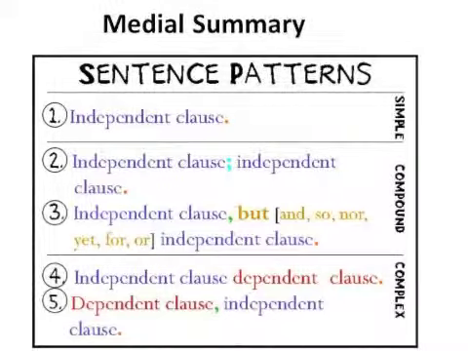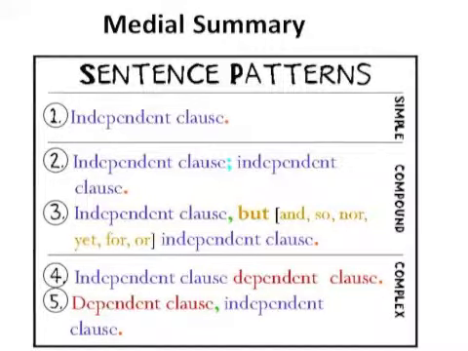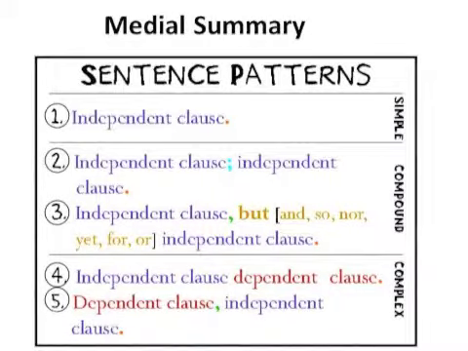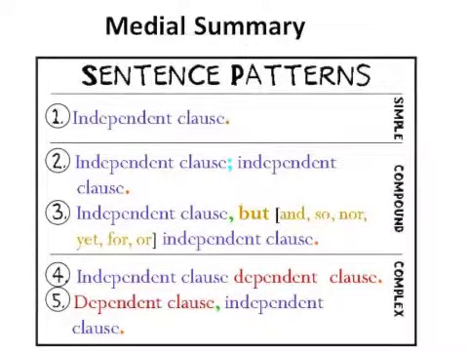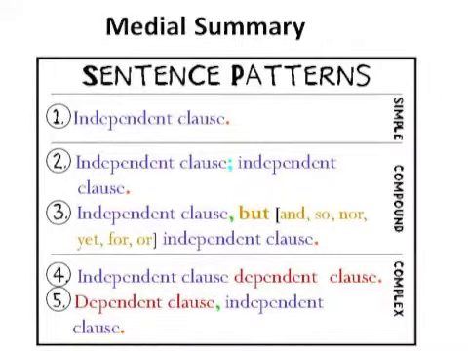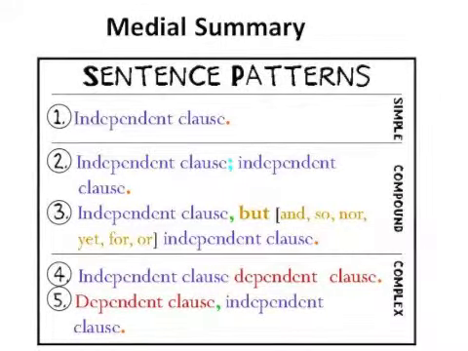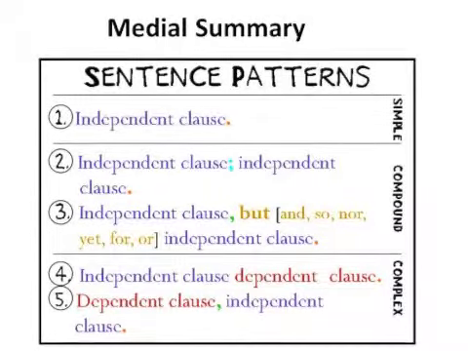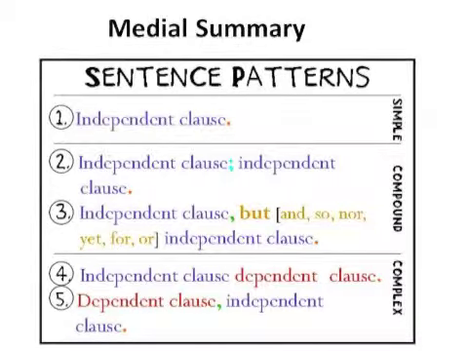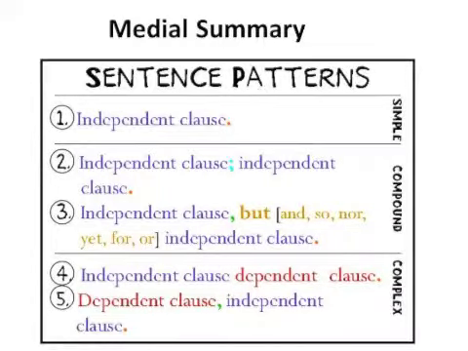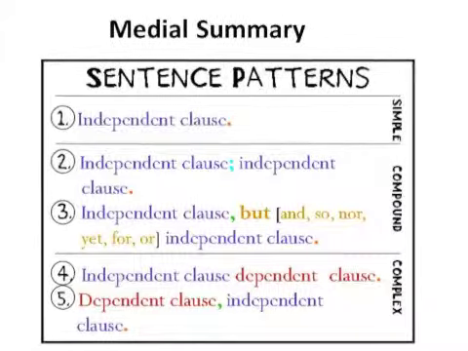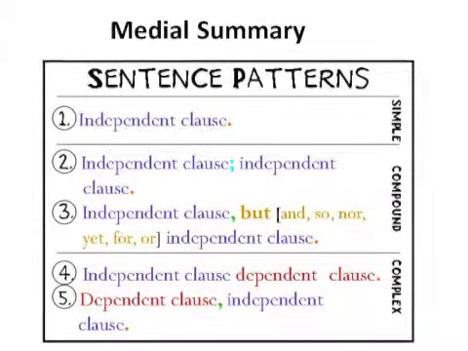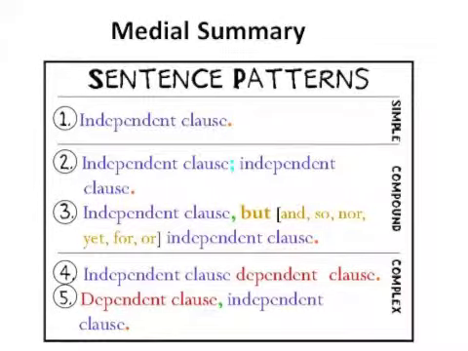Let's review. A simple sentence has an independent clause, a subject, a verb, a complete thought. It begins with a capital and ends with a period. A compound sentence begins with a capital letter, has an independent clause, may have a semicolon as you see in blue, and has a second independent clause. It ends with a period, or it may end with a question mark or an exclamation point.